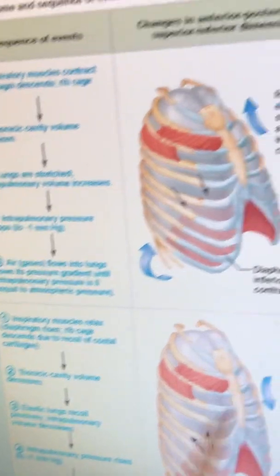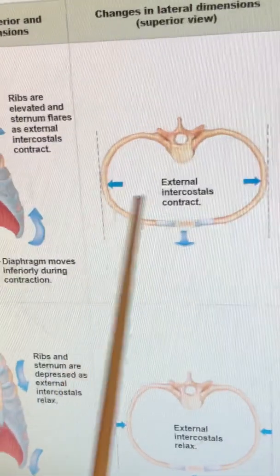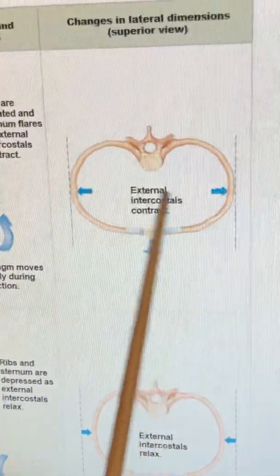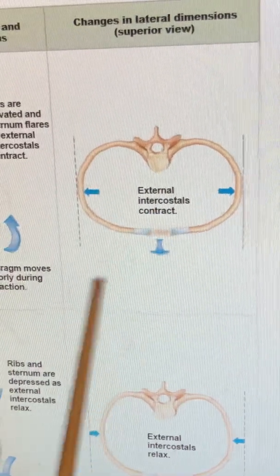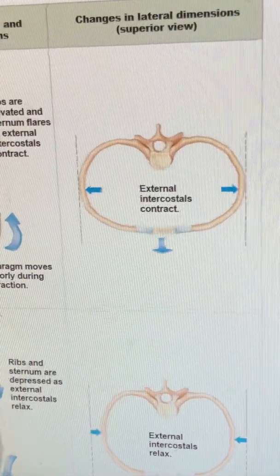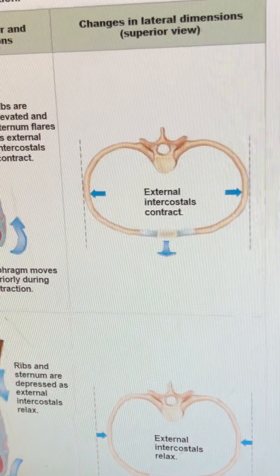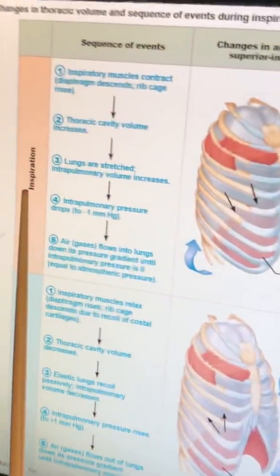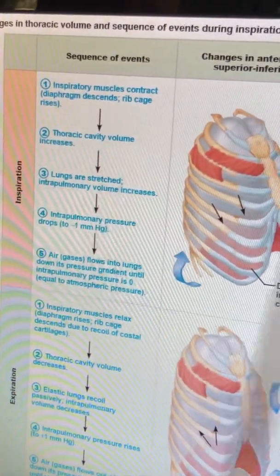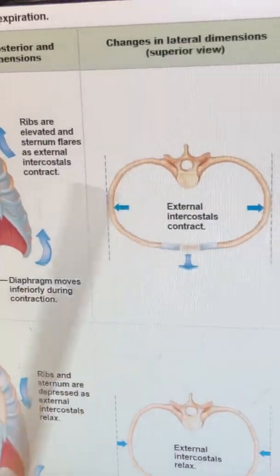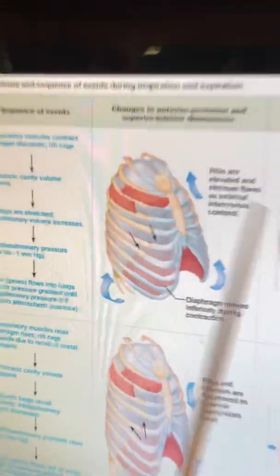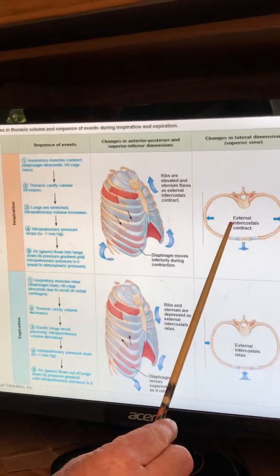And if you look over here at this side, you can see as you're inhaling, your external intercostals will contract. The easiest way that I found to remember it is the I word of inhalation or inspiration uses the E muscle of the intercostals. So I, inspiration, uses the external intercostals.